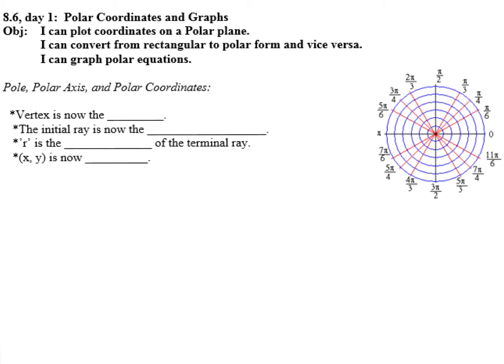All right, here is 8-6 day 1. We are starting chapter 8b, which will be our last chapter. And we're switching gears a little bit to basically a new topic. It's based on trigonometry, but a different way to plot coordinate points, okay? So here's 8-6 day 1. It says polar coordinates and graphs. That's the name of the different type of coordinates we're going to take a look at.